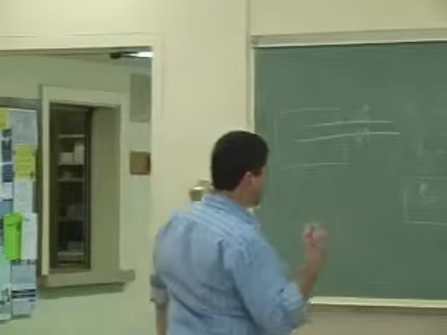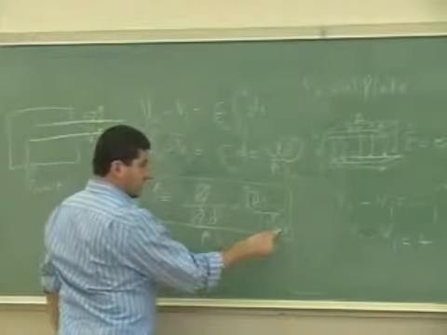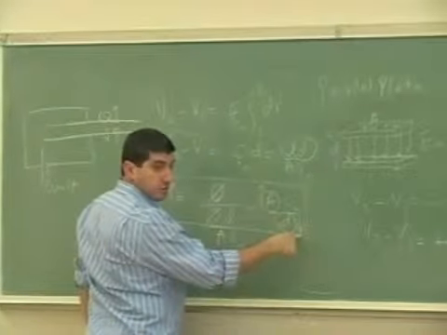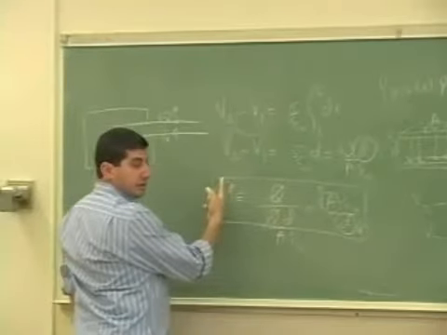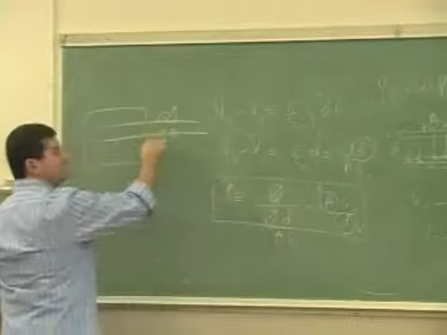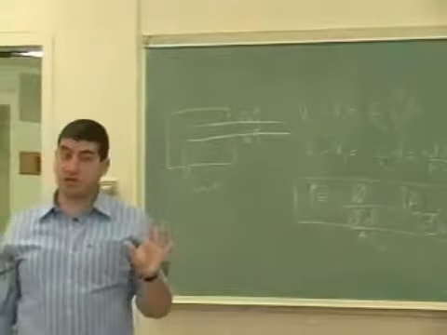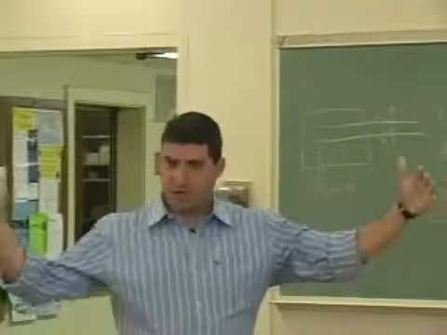So that explains why as the d goes down, the capacitance goes up, and as the capacitance goes up, the charge goes up. So if you want to store a lot of charge on a capacitor, make it big and make the two plates close.